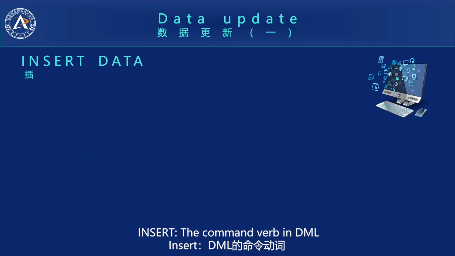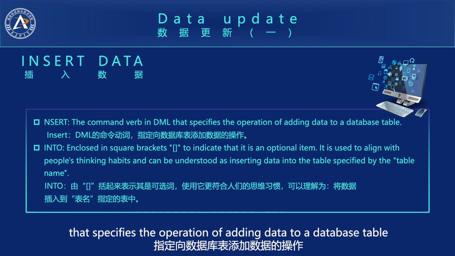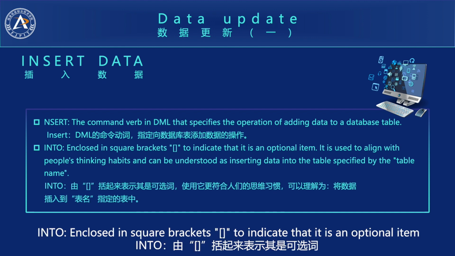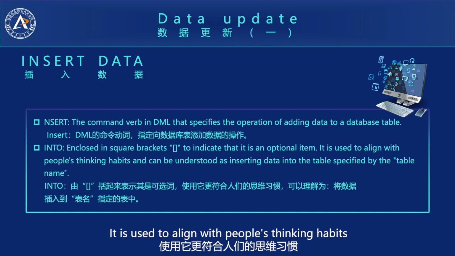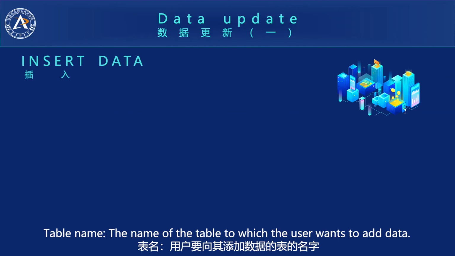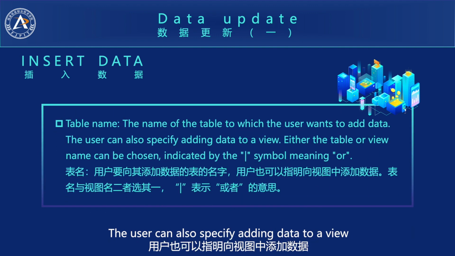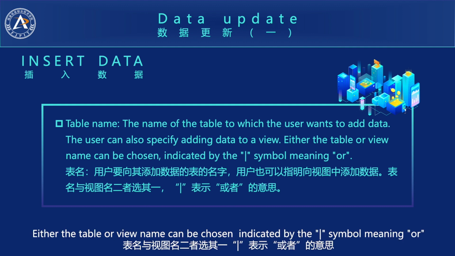Insert, the command verb in DML that specifies the operation of adding data to a database table. Into, enclosed in square brackets, to indicate that it is an optional item. It is used to align with people's thinking habits and can be understood as inserting data into the table specified by the table name. Table name, the name of the table to which the user wants to add data. The user can also specify adding data to a view. Either the table or view name can be chosen, indicated by the vertical line.